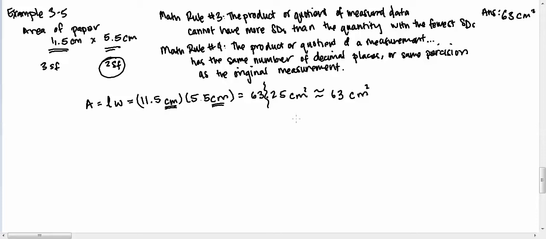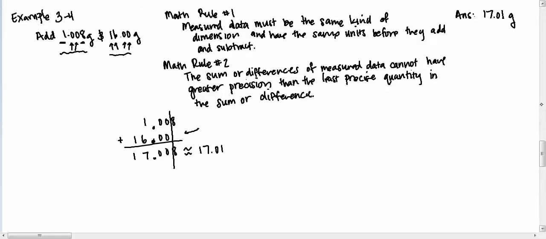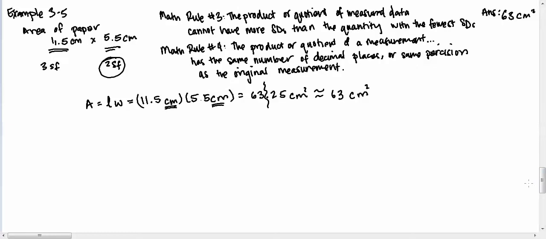That brings me to another point. If I go up the screen right here, rule number 1 said that the measured data must have the same kind of dimensions and the same units before they can be added and subtracted. That's not true with multiplication and division. You can multiply 2 different units together and get a completely different unit, or a third kind of unit after that.